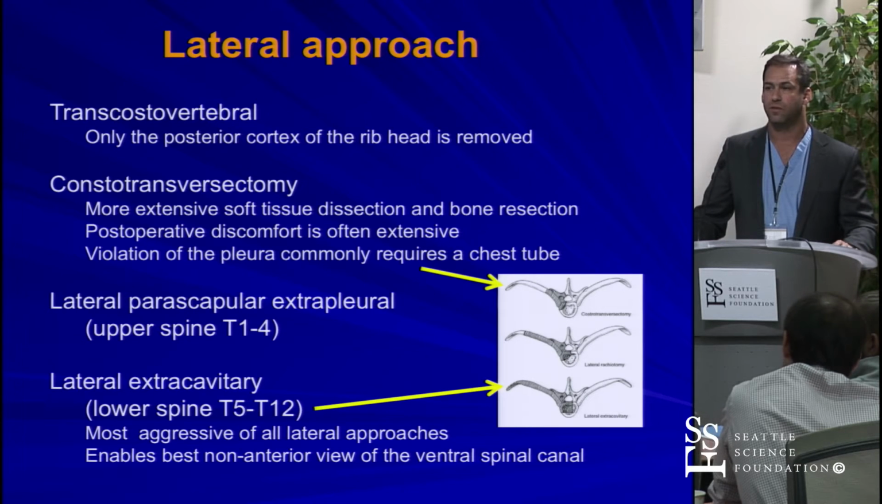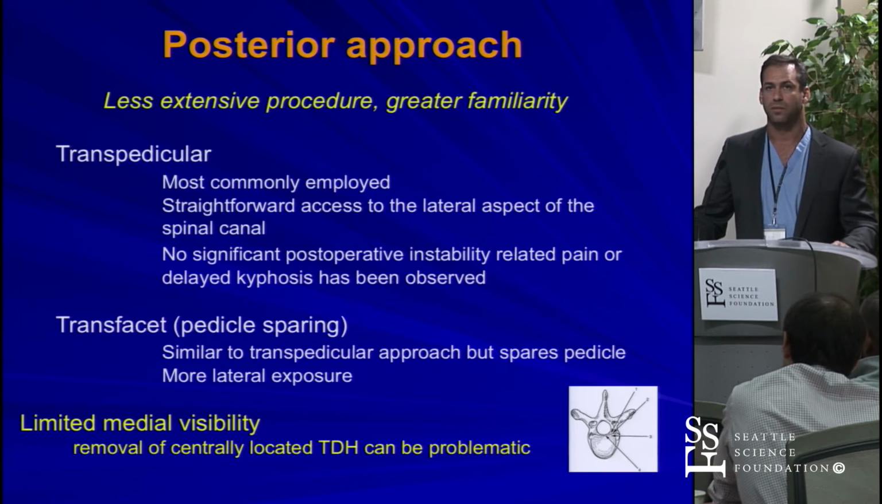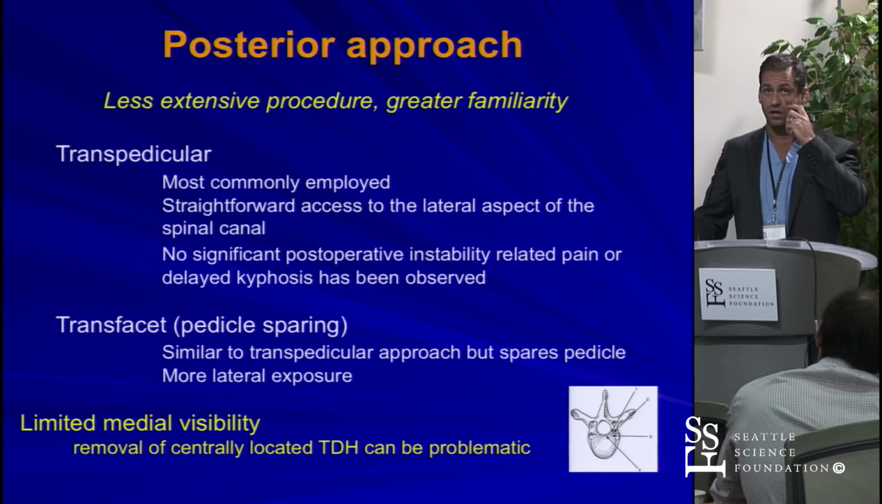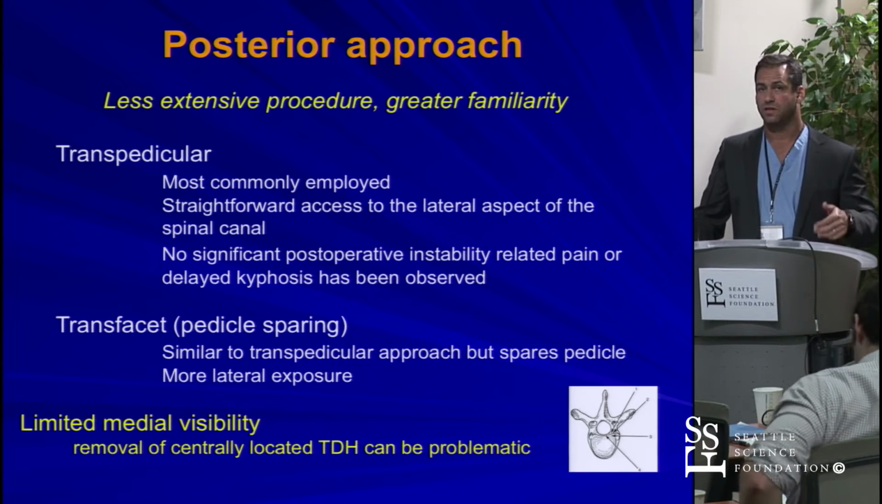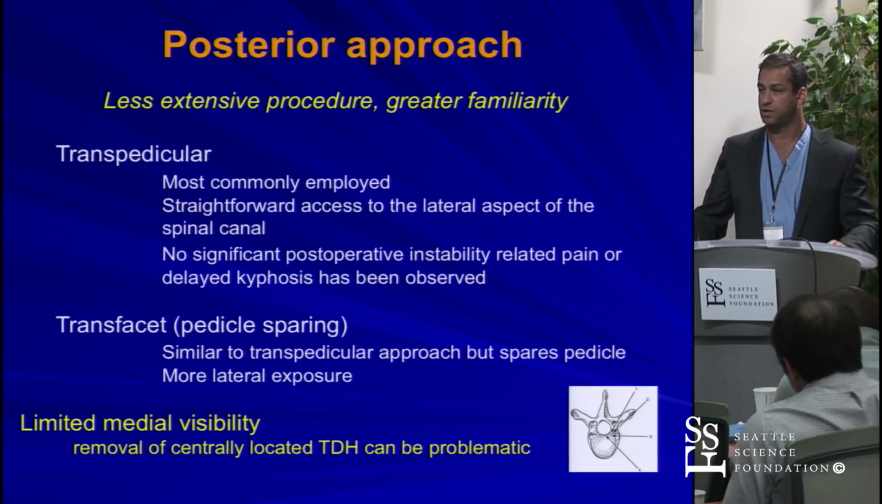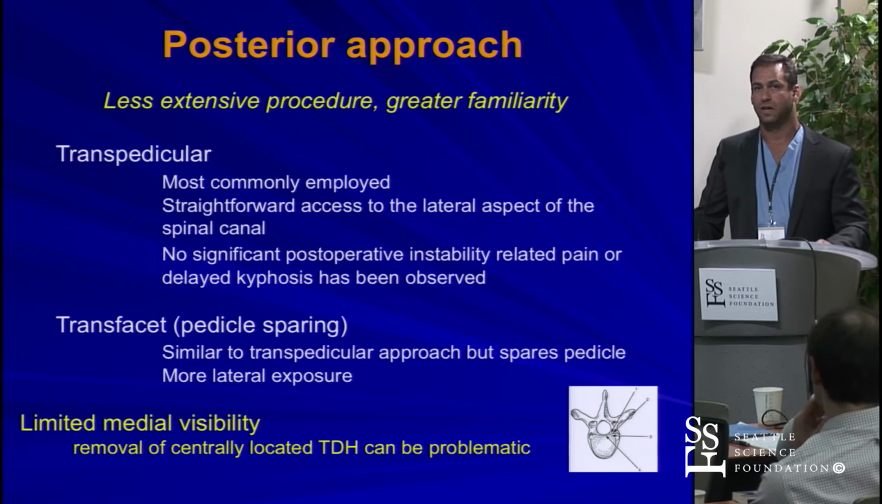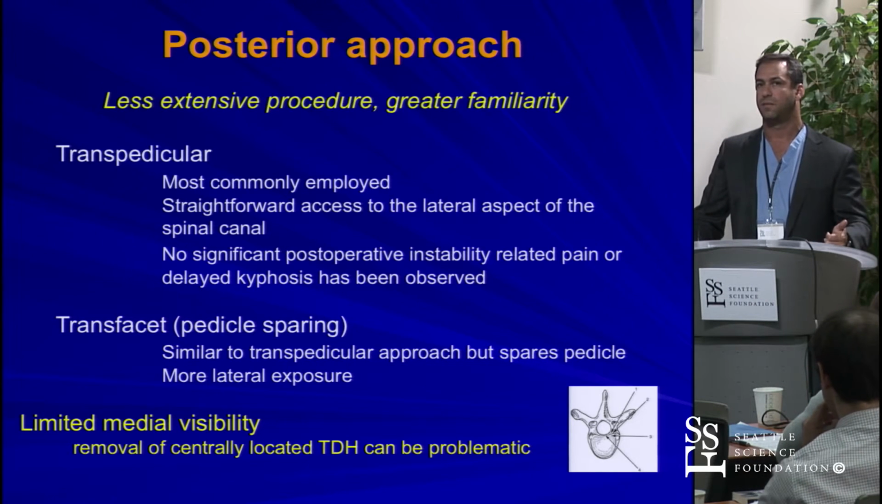It's a big deal. And remember, oftentimes we're treating a disc herniation, right? But disc herniations in the thoracic spine are different animals than they are in the lumbar spine. So it's a totally different approach for similar pathology. So the posterior approach is a less extensive procedure, and this is where we are all comfortable as spine surgeons, approaching the spine from the back. So it's got that benefit. The transpedicular approach is very commonly employed.